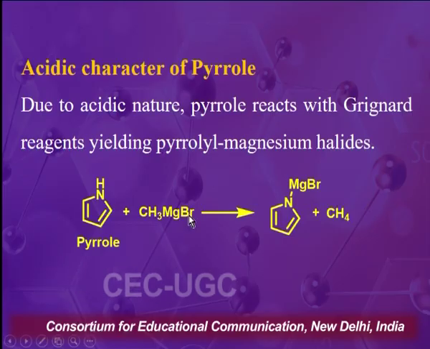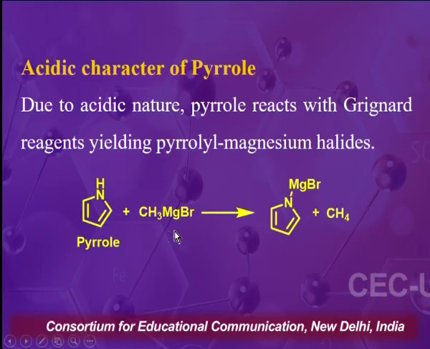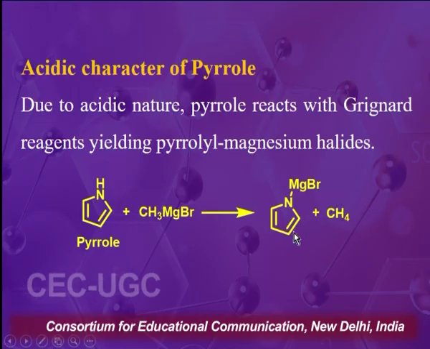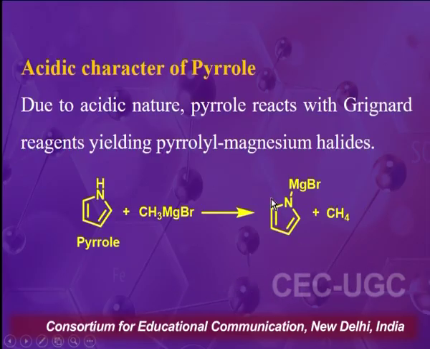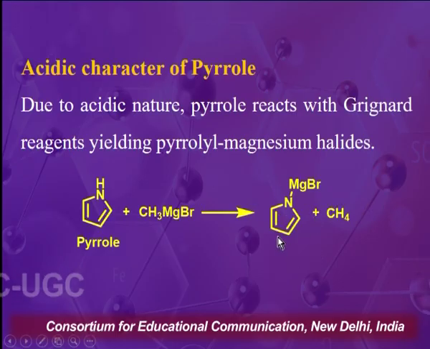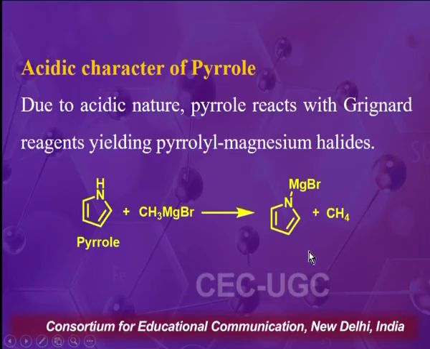We can see that it is reacting with methyl magnesium bromide, and that produces pyrrolyl magnesium halide, and this pyrrolyl magnesium halide can be used for different kinds of organic reactions in the organic chemistry field.